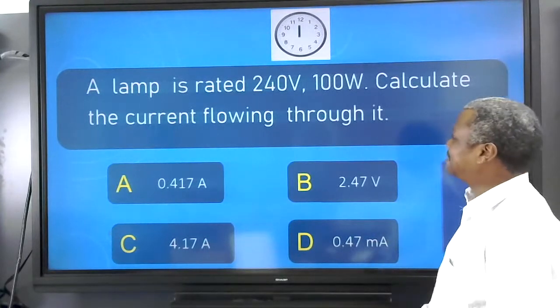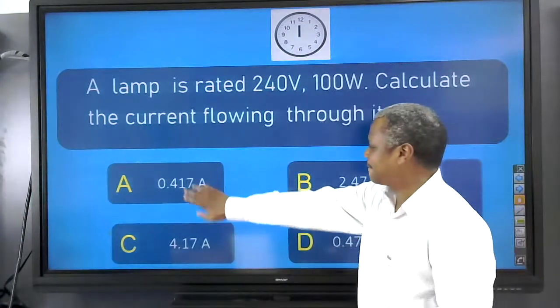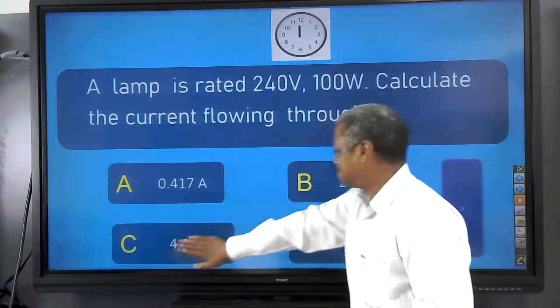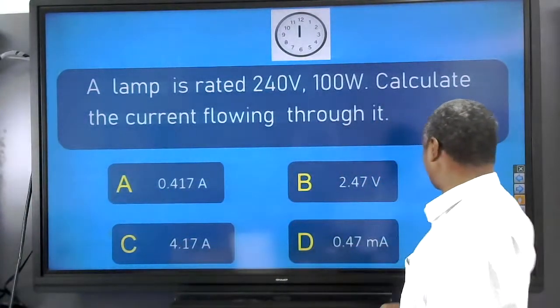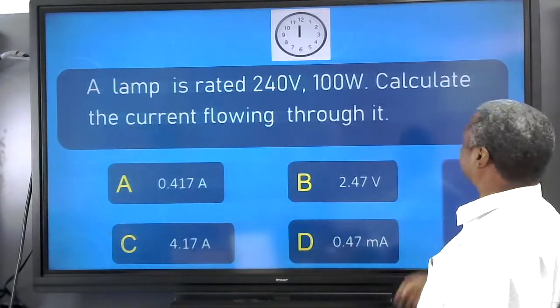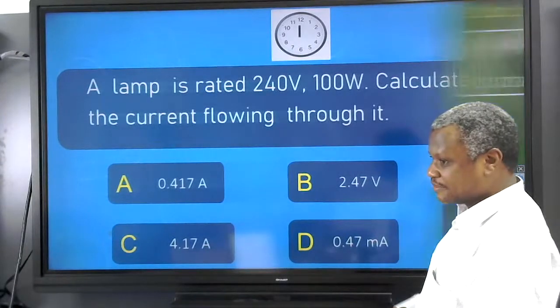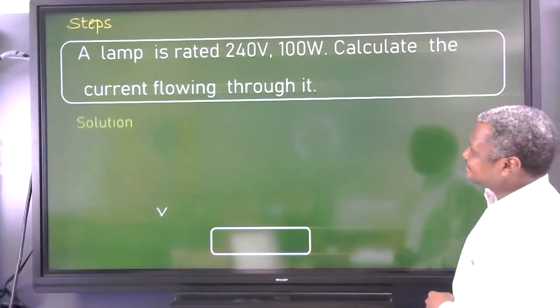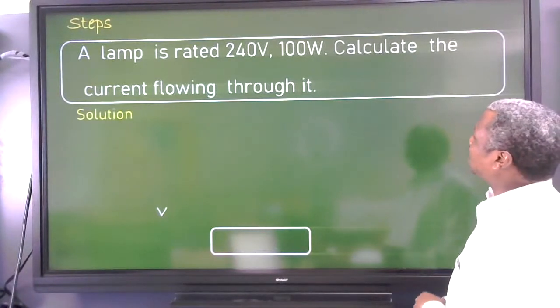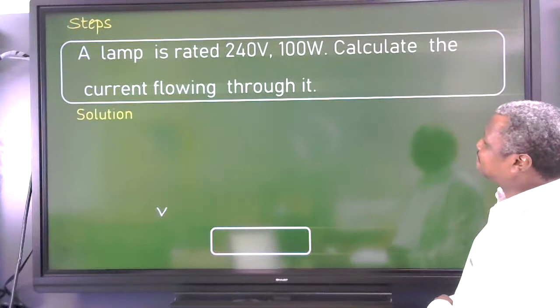Okay, your time is up. Let's check. Again, I think there's a problem again on the screen. But don't you worry, let's check. I don't know what happened. Okay. The correct answer again here is this. A lamp is rated 240 volts, 100 watts. Calculate the current flowing through it.